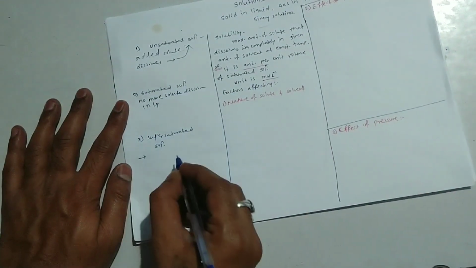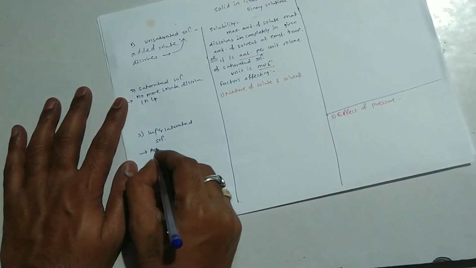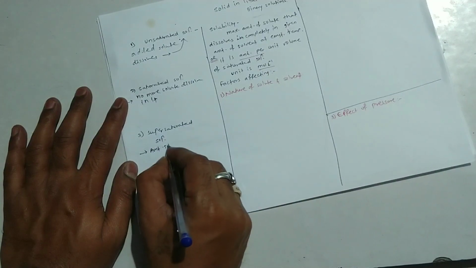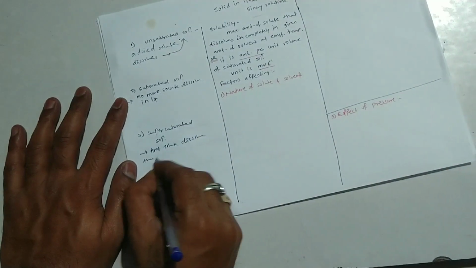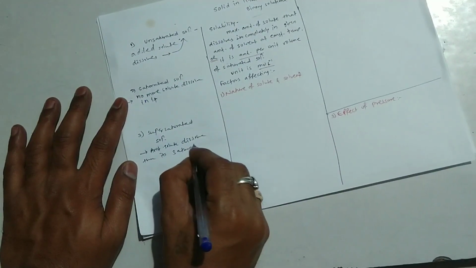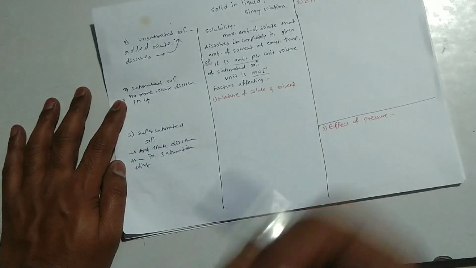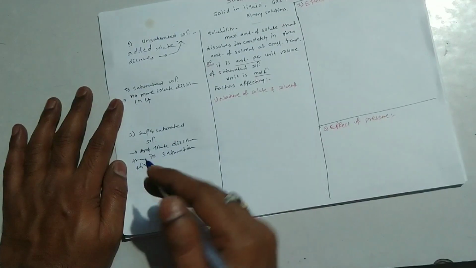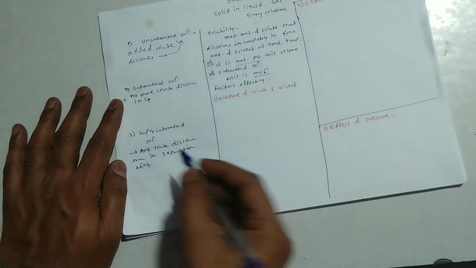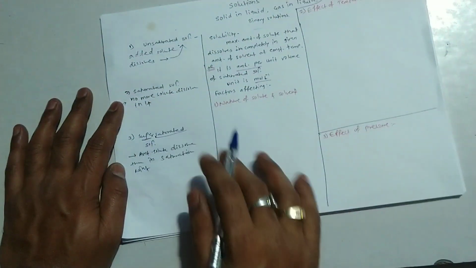Then the supersaturated solution. That means if a saturated solution is there, and you are adding a solute in that, and you are heating that one, due to the heating a more amount of the solute gets dissolved in that, that is, it crosses the saturation point, and such a solution is called a supersaturated solution. So it's the next stage of the saturated solution.